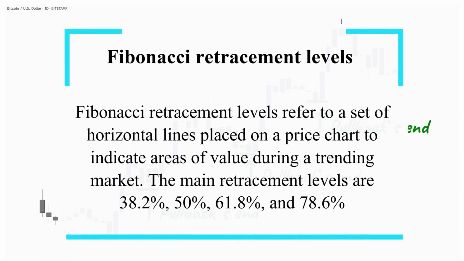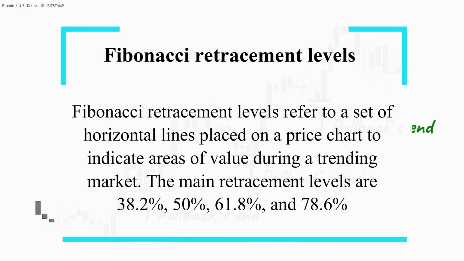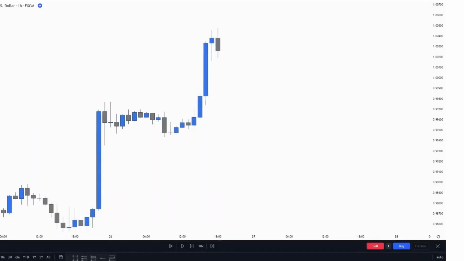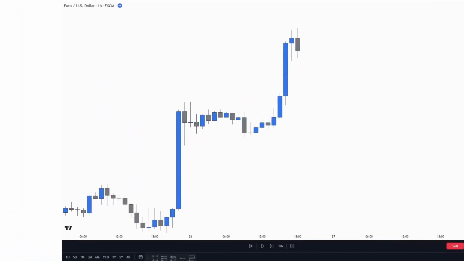Fibonacci retracement levels refer to a set of horizontal lines placed on a price chart to indicate areas of value during a trending market. The main retracement levels are 38.2%, 50%, 61.8%, and 78.6%, which can provide possible trade entries. Now let me show you how to use retracement levels on your chart.